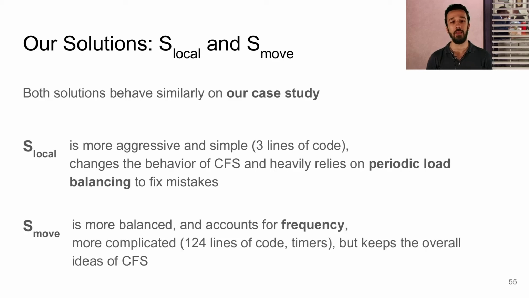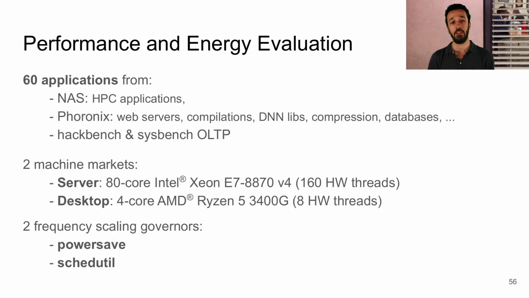S-move, on the other hand, is more balanced in that it only changes the behavior of CFS if gains are possible frequency-wise, and tries to avoid oversubscription for long periods of time. It is, however, more complicated with 124 lines of code and the introduction of a potential large number of timers.